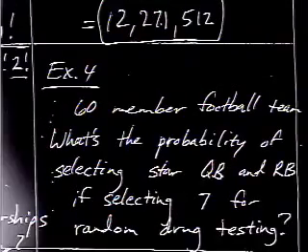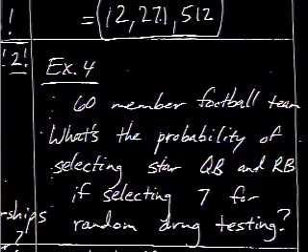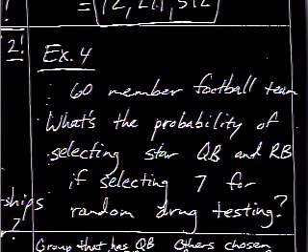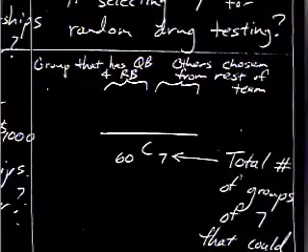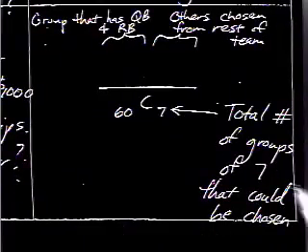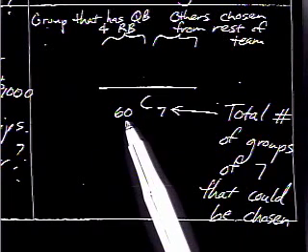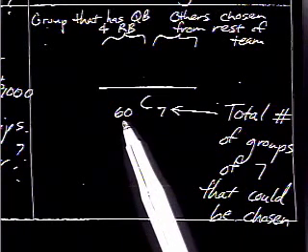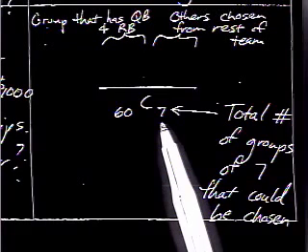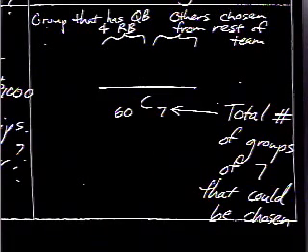Now, in a different example, example 4, there are 60 members on the football team. What's the probability of selecting the star QB and running back if you're selecting 7 people for random drug testing? Well, we can figure out that if there are 60 people being chosen from, how many groups of 7 can we get? So this is the total number of groups of 7 that could be chosen.